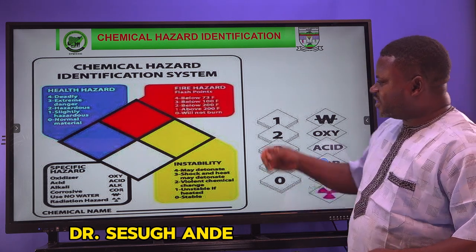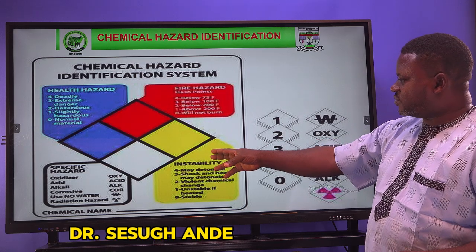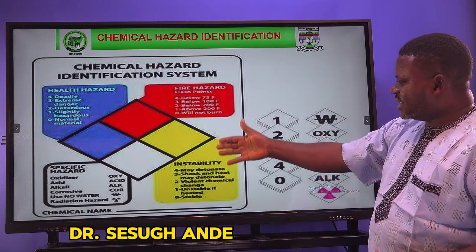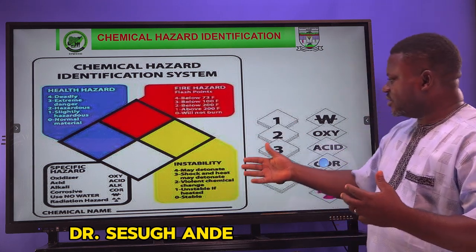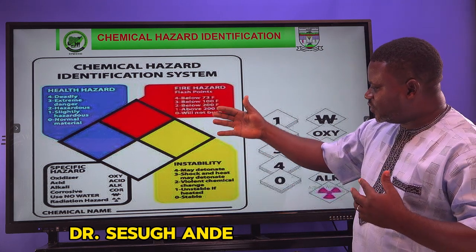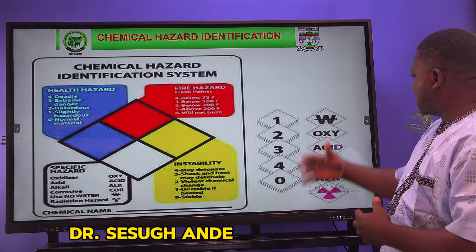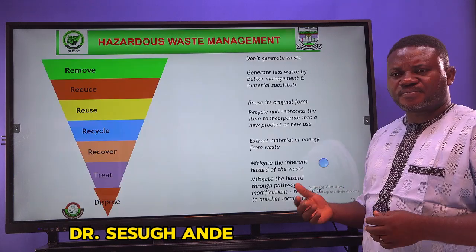And we have specific hazards. You have the oxidizer, which is presented as OXY. You have acid, which is ACID. You have alkali, ALK. You have corrosive, COR. You have use no water, which is given that sign. And then you have radiation hazard. So they're giving all these signs that you have here, and so on.